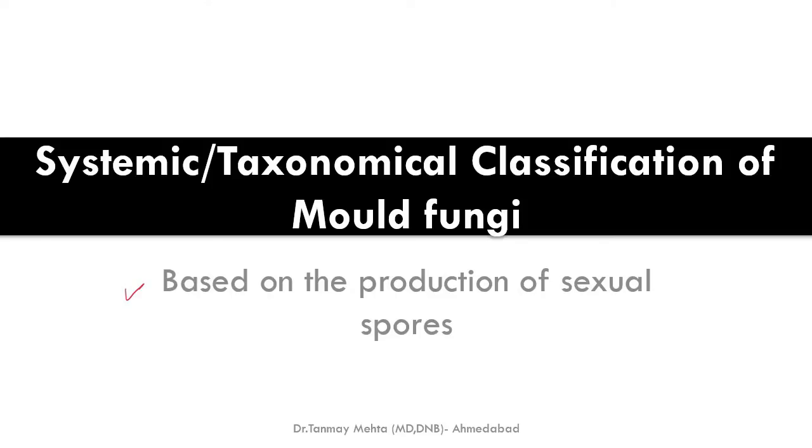Today's topic is systemic or taxonomical classification of mold fungi. In the last topic we learned that there are four basic morphological classes of fungi: yeast, yeast-like, mold and dimorphic fungi. Now today we are going to go further in classification of mold fungi based on the production of sexual spores, and that is known as systemic or taxonomical classification.